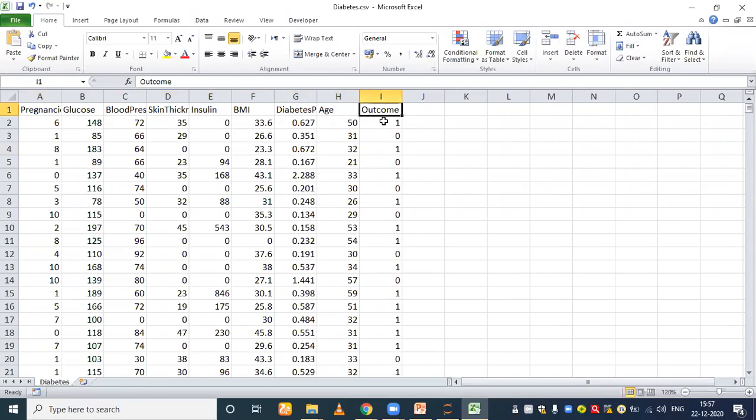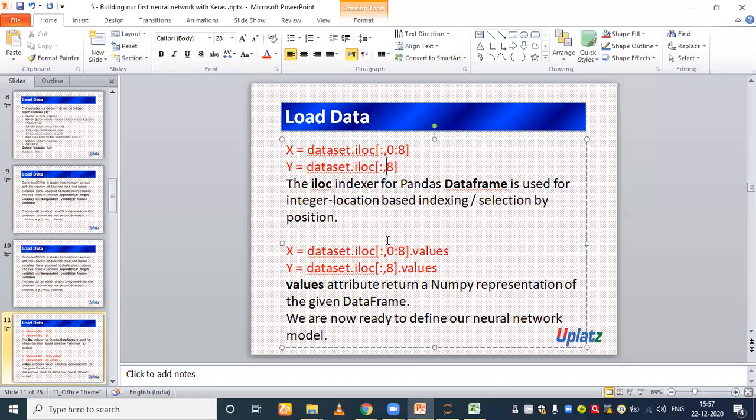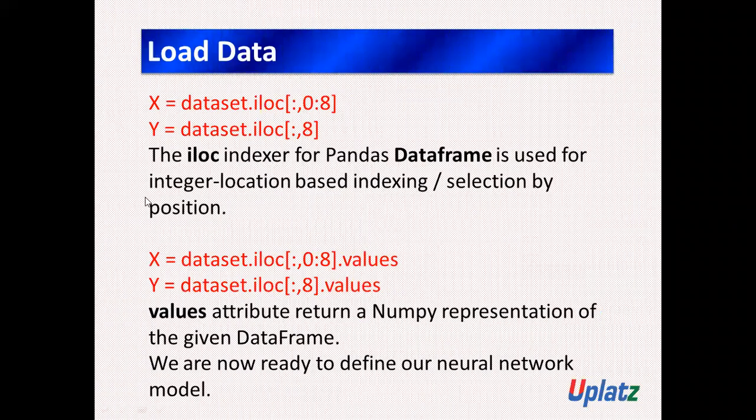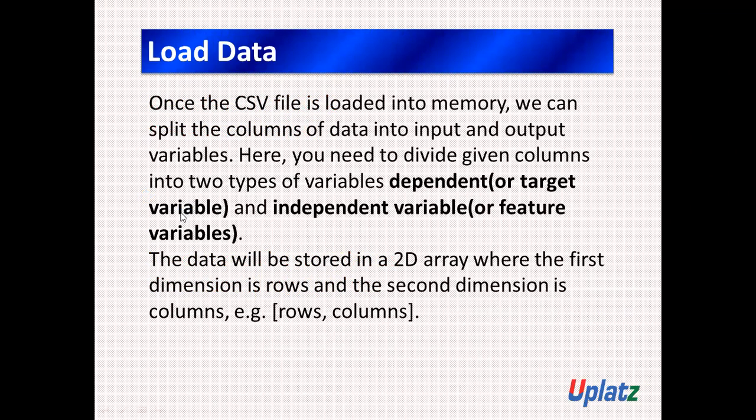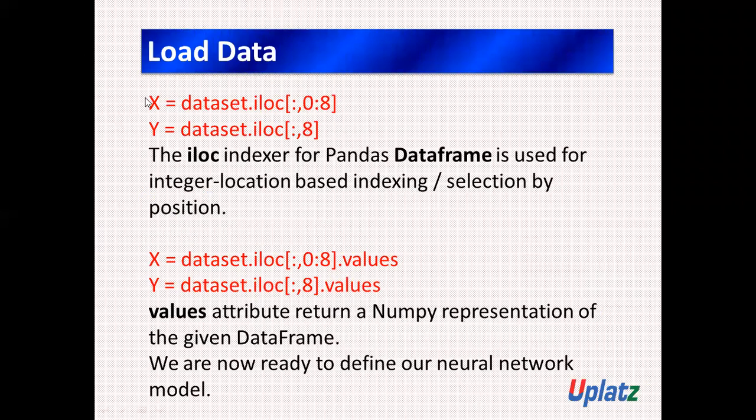So this last column, outcome, is my dependent variable, and I'm assigning it to the variable y. Now we have divided the given columns into two types of variable, dependent and independent. Under the independent variable, it is going to have all the records, all the rows from 0 till the 7th column. And y is my dependent variable, that is going to contain the last column, the 8th column, all the rows of the 8th column.